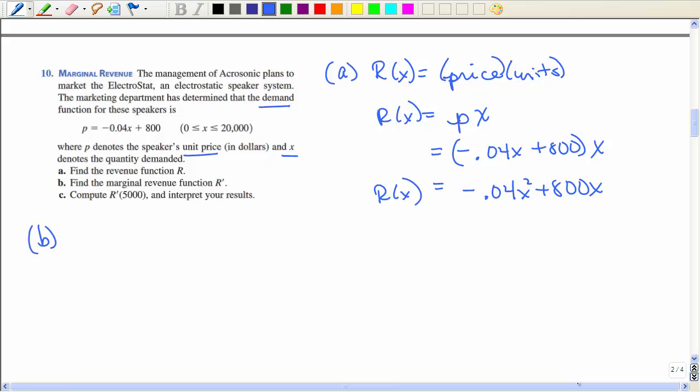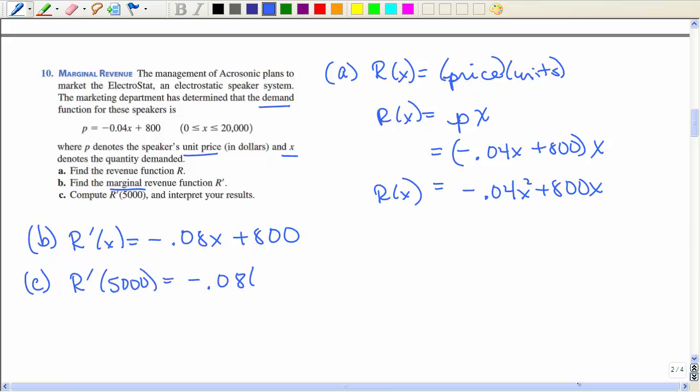Right, so part B, the marginal revenue function is just the derivative. So again, just using that power rule. And then part C, compute the derivative at 5,000. So we would plug in 5,000 for X. I believe you would get 400. All right. Now it says interpret your results. Let's see. That means when you get past making 5,000 units, you're going to bring in $400 in revenue for each unit.